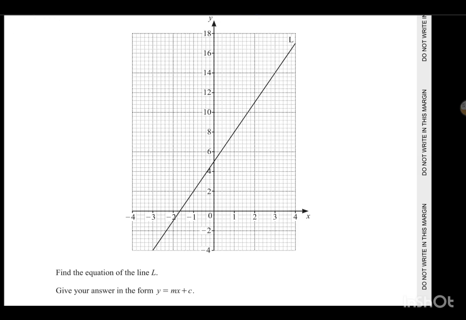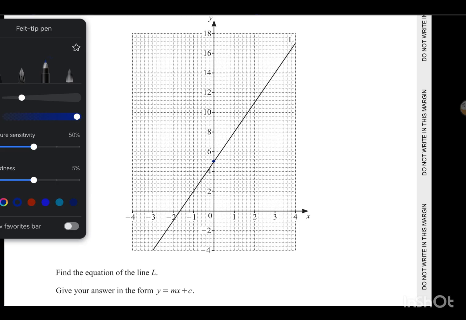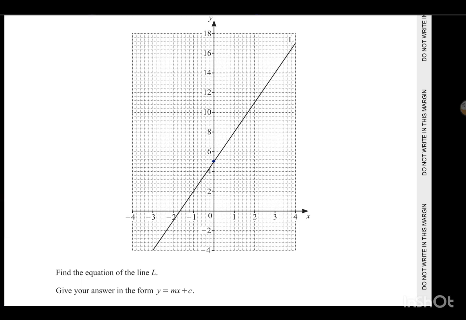So what is the y-intercept? Just check. Let me use the red color here. This is the y-intercept, which is exactly in between 4 and 6. So that means it is 5. And what is the gradient? You have to see how the line is going, how many boxes right and up.